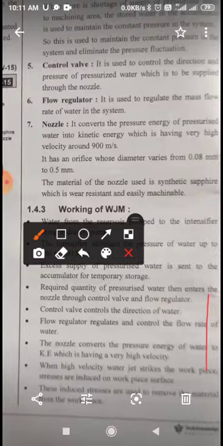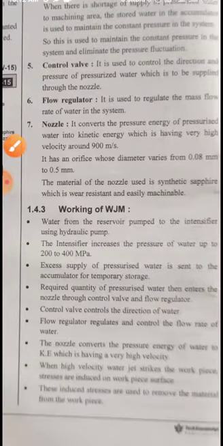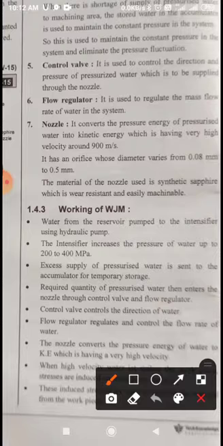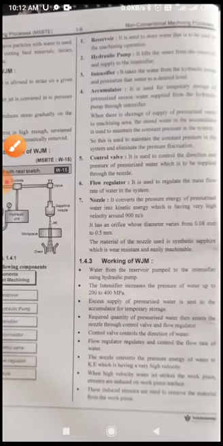The nozzle converts the pressure energy of water to kinetic energy, which has a very high velocity. When the high velocity water jet strikes the workpiece, stresses are induced on the workpiece surface. These induced stresses remove the material from the workpiece. In this way the working of WJM is done.